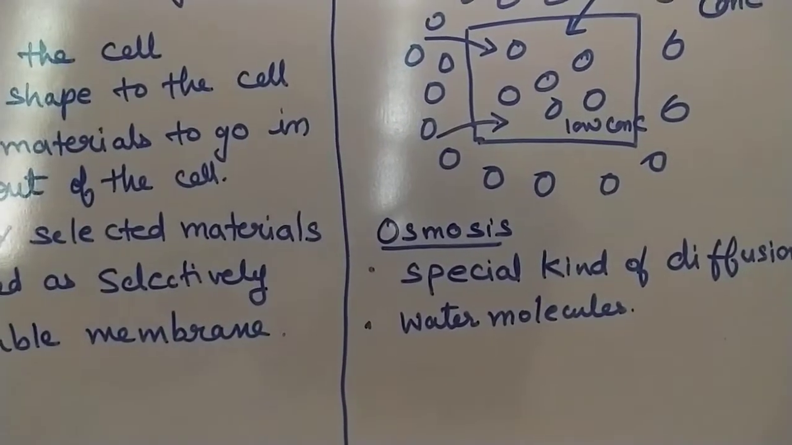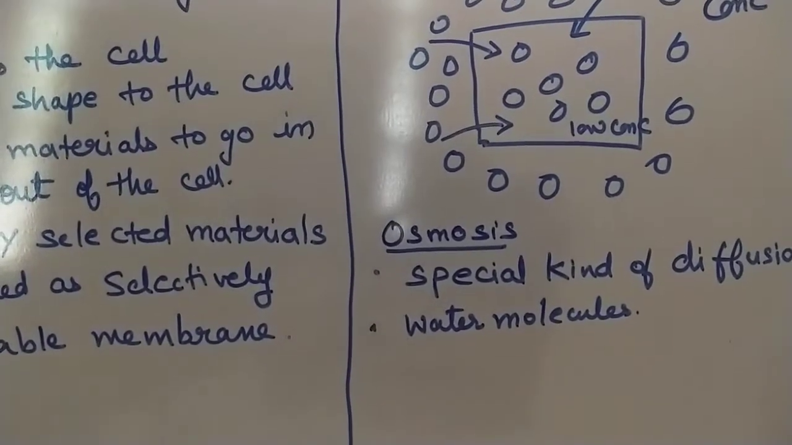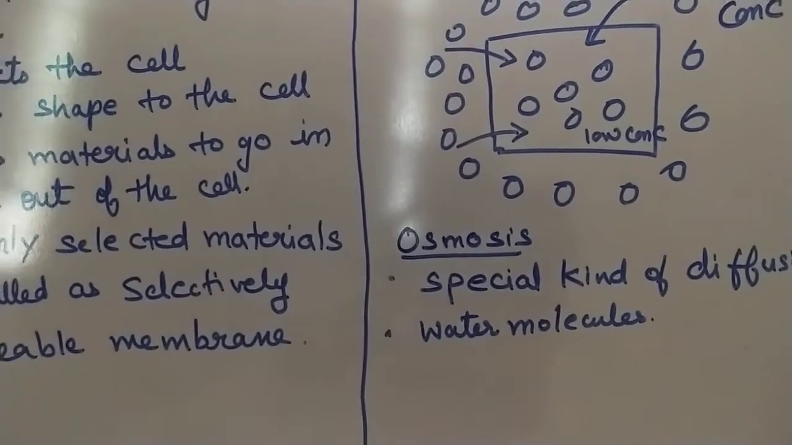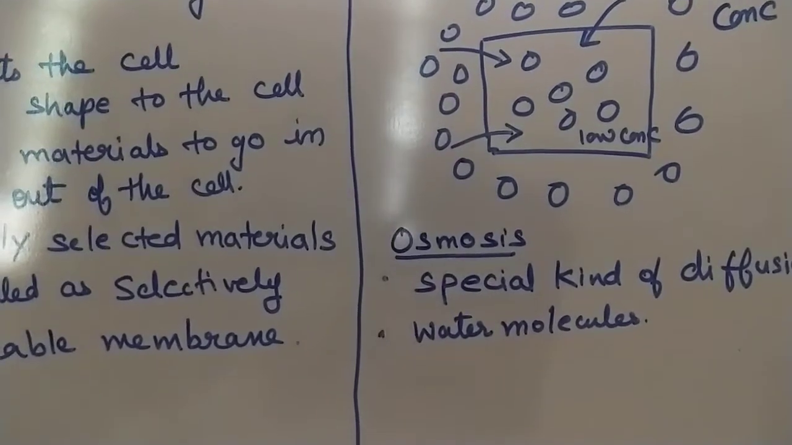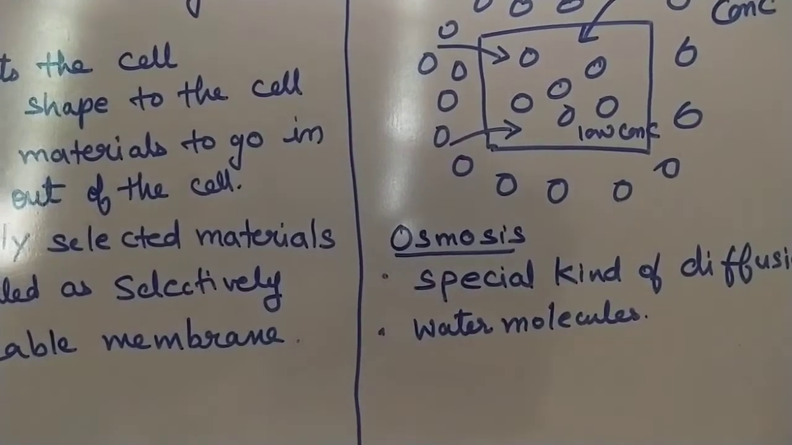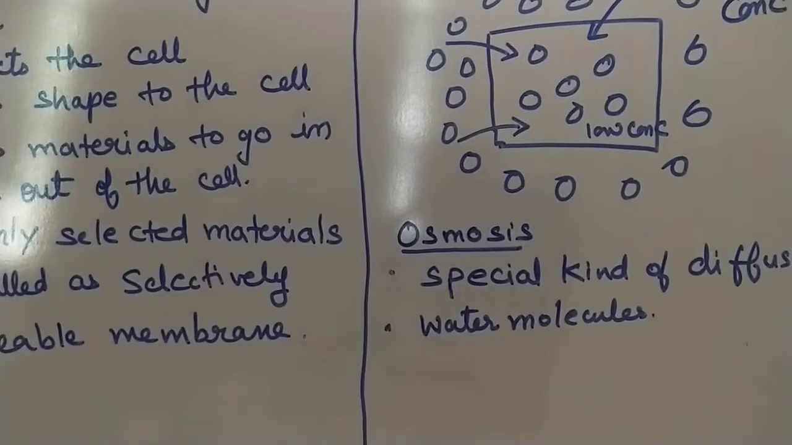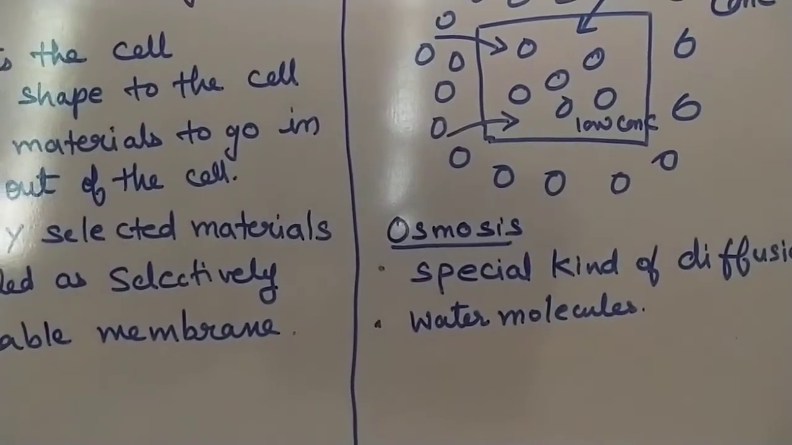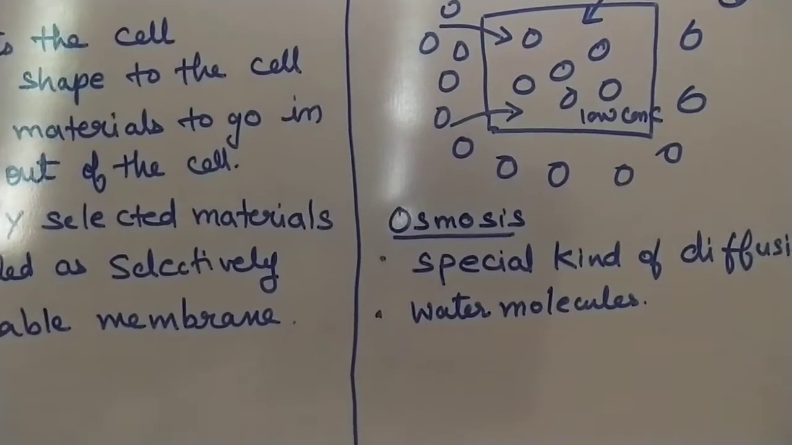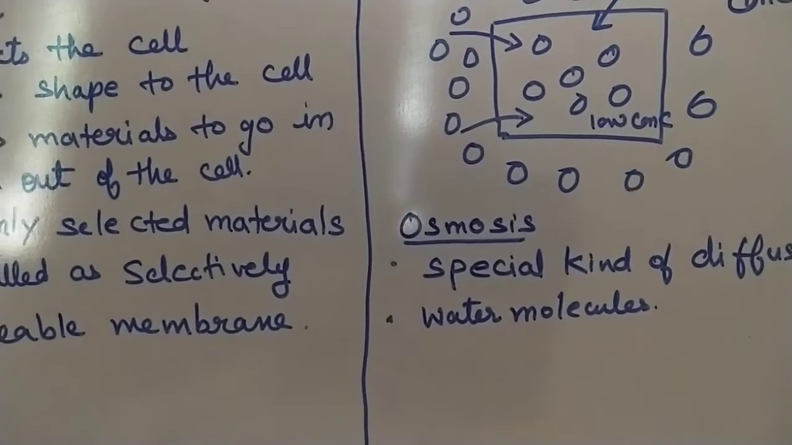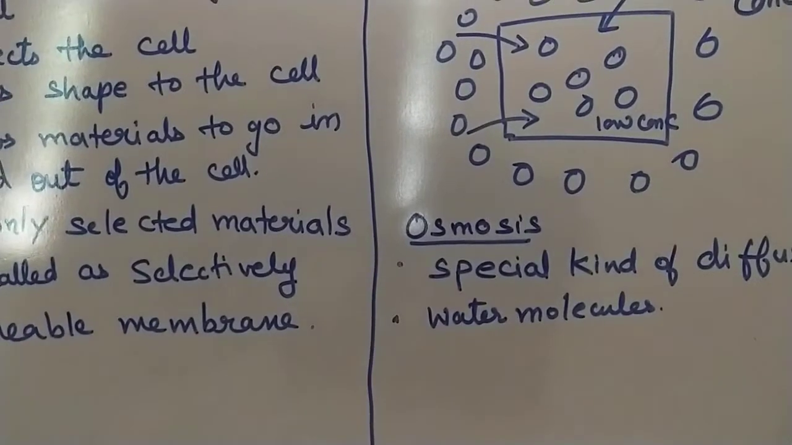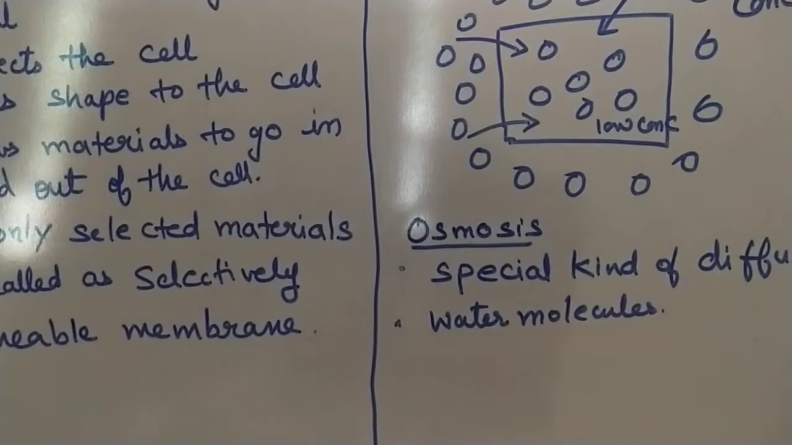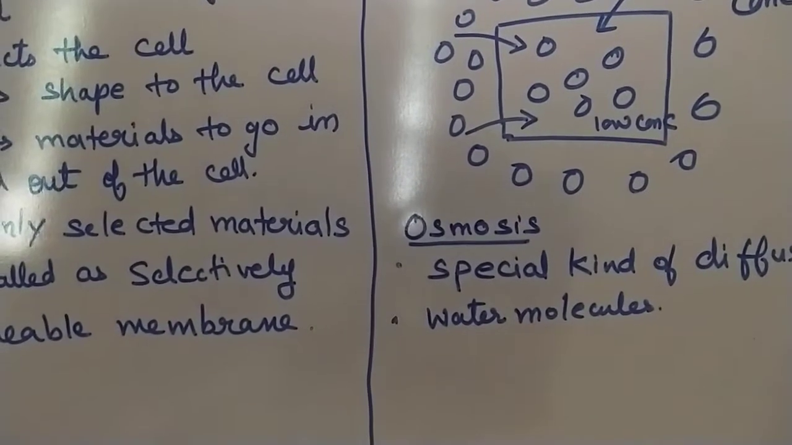For example, we take the example of roots. Roots are inside the soil. So where is the water concentration more? Inside the soil, the water concentration is more. So the root takes the water. We say that roots take the water from the soil. How? It is by osmosis. The water molecules move from the soil to the roots, and that movement is called osmosis. It is through osmosis that water is absorbed by the roots of the plants.